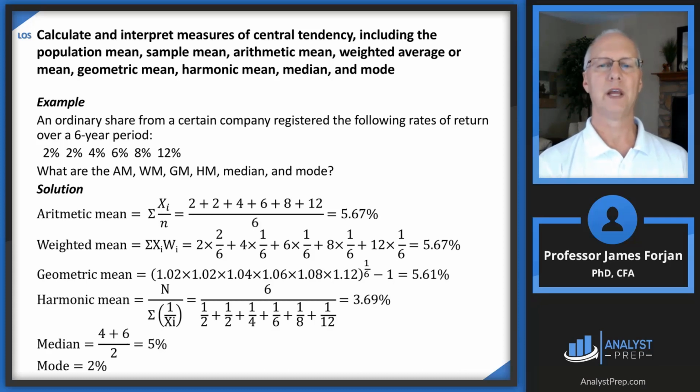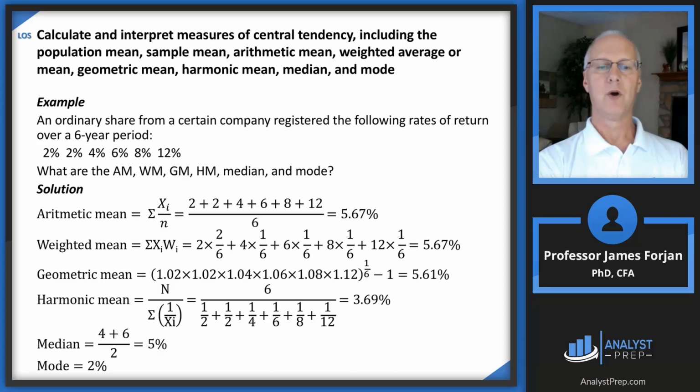I'll let you pause the video to make sure that you can calculate these things. But just a few points of interest here. Notice the arithmetic mean, we're just adding and then dividing. And then the weighted mean, we're weighting each one by its number of occurrences, so that gets us to the same number as the arithmetic mean. Geometric mean, we're adding 1 to the decimal form of the interest rate, 1.02, 1.02, 1.04, multiplying all those together. And then instead of dividing, we're going to raise it to the 1/6 power.